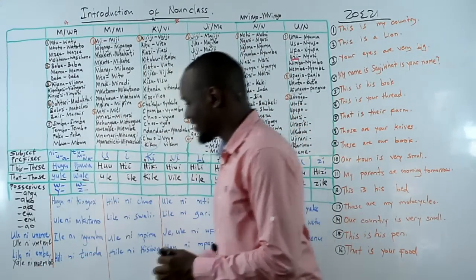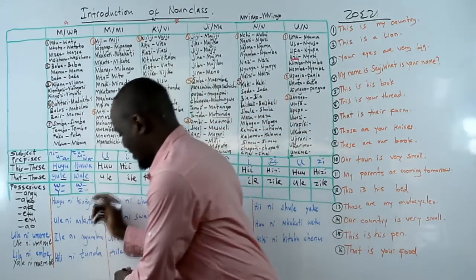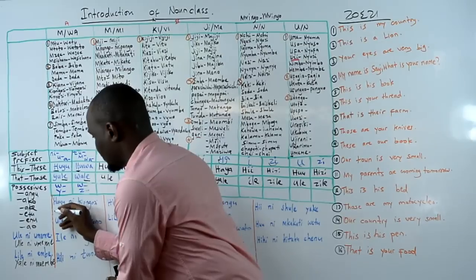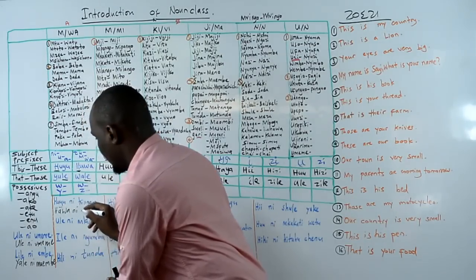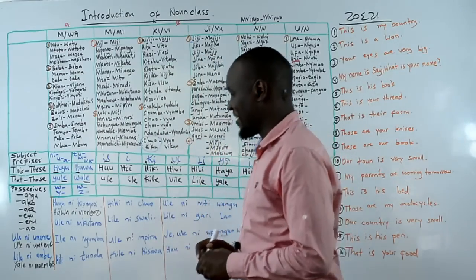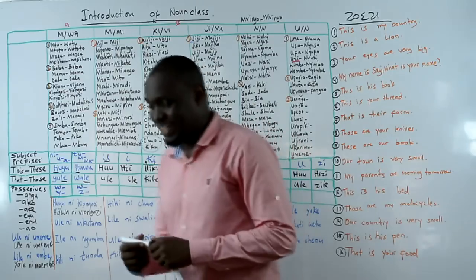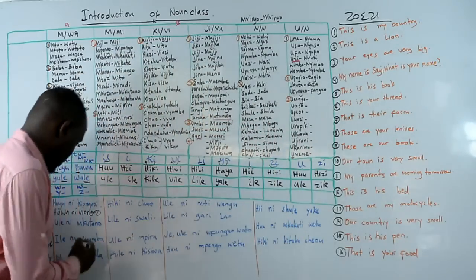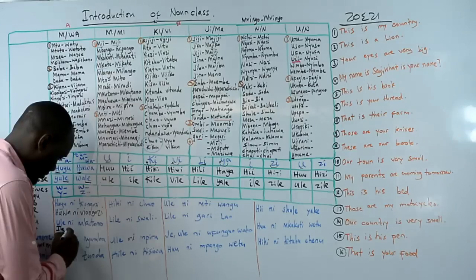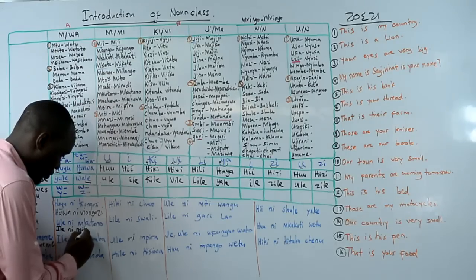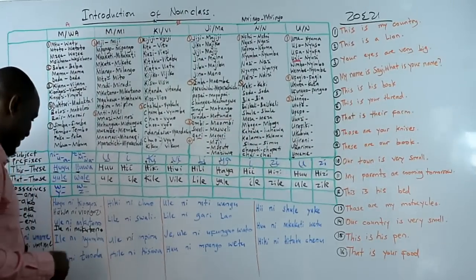And how do you make this sentence plural? Huyu ni kiongozi. Kiongozi is a person, so it will be hawa. Hawa ni viongozi. So, ule ni mkutano, that is the meeting. How do you say those are meetings? Will be ile ni mikutano. Those are meetings.